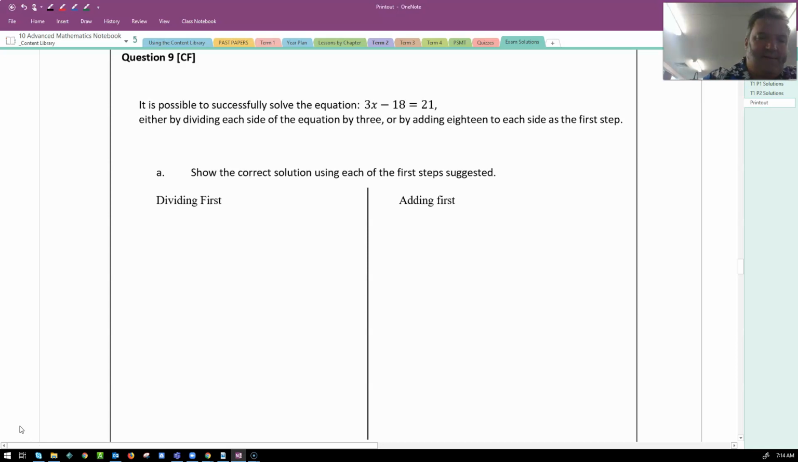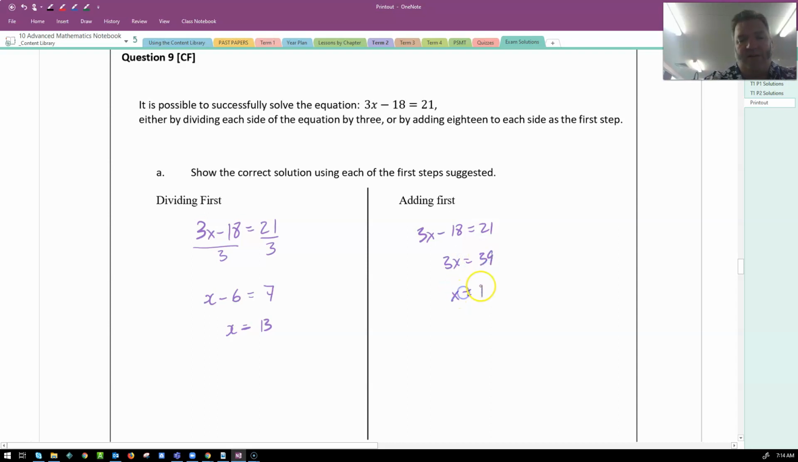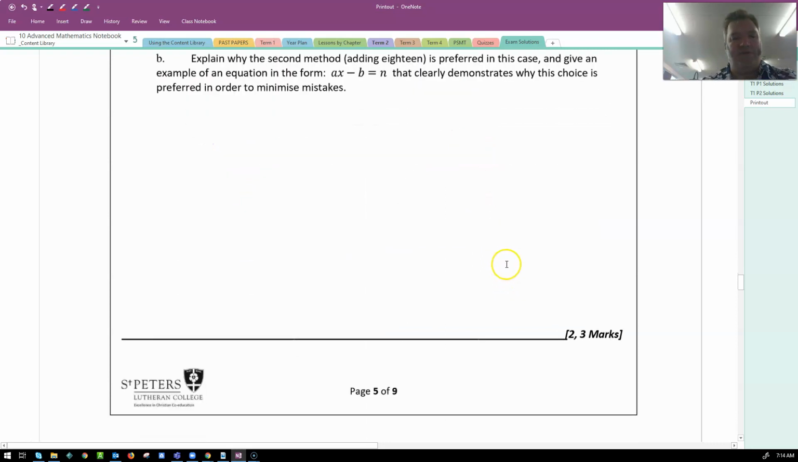Okay. 3x minus 18 equals 21. I'm going to divide each side by 3. Making sure I do that correctly, I'm going to be left with x minus 6, and adding 6 to each side, x equals 13. Not too bad. The other way, 3x minus 18 equals 21. Add 18 to each side, 3x equals 39. Divide by 3, x equals 13. Okay, he's giving us away marks on a complex familiar. That was nice of him.